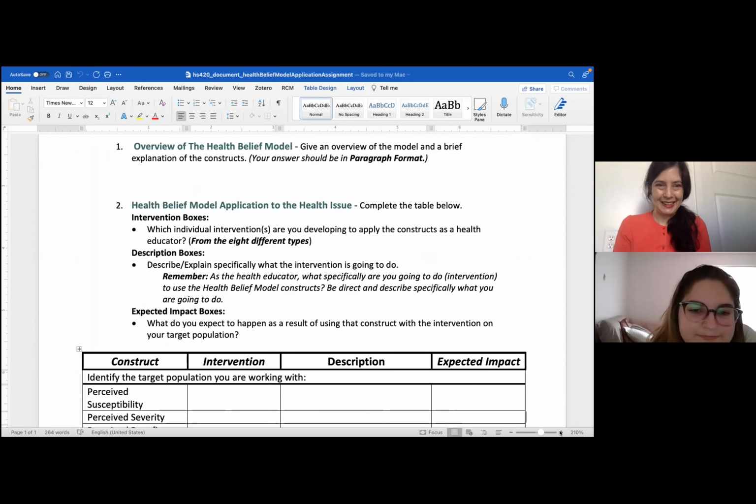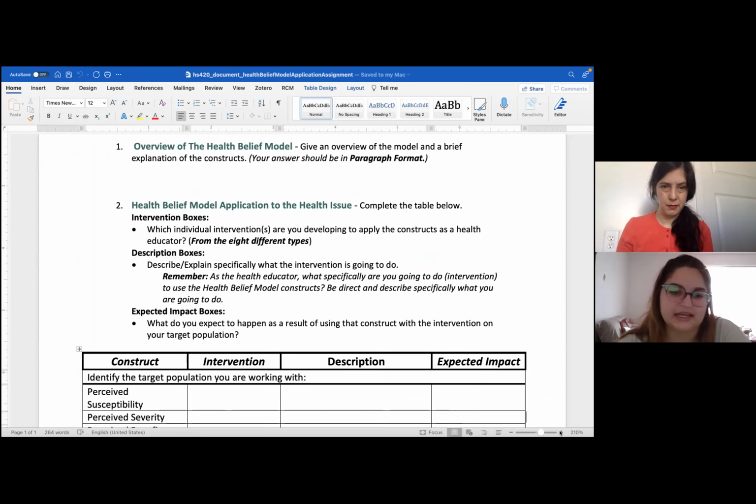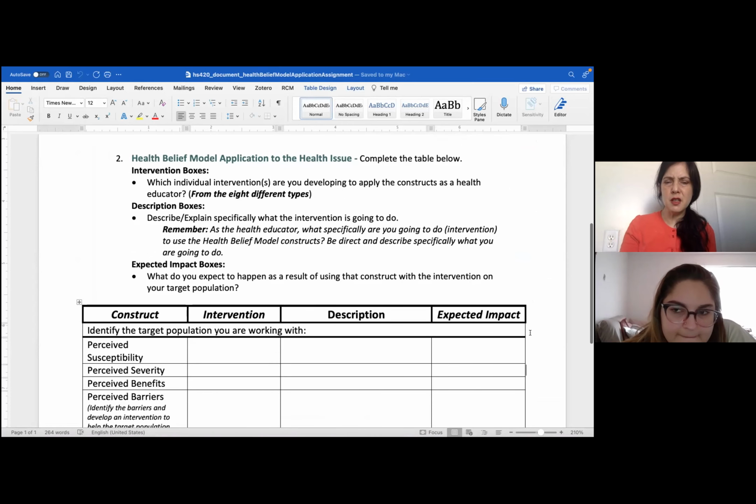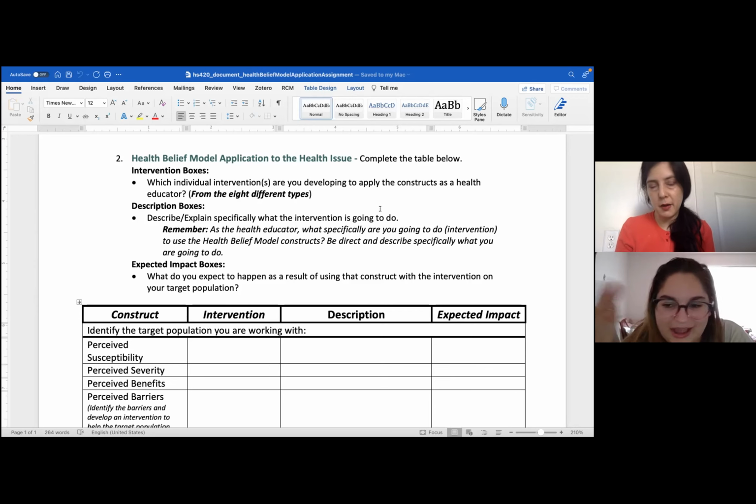Complete the table below. Which individual interventions are you developing to apply the constructs as a health educator from 8 different types? So we'd use the constructs from last week and this week, right? Or just this week? I would say just this week, because we're talking about the health belief model, and not the reasoned belief model. Okay. Sorry, sometimes they're so similar that I think they're kind of the same thing. Yeah. I always have to remember they're not.